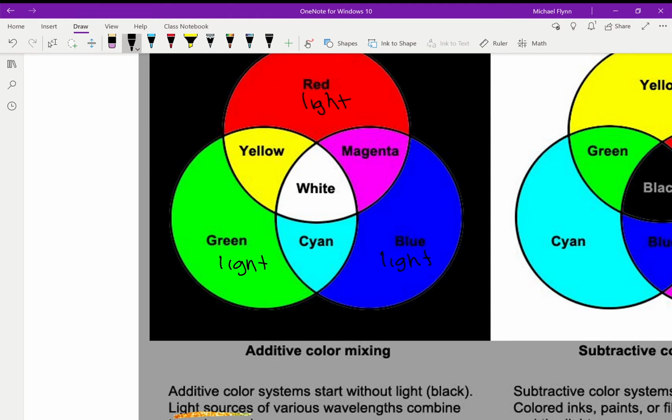What you'll find is that red and green make yellow, and I'm not talking about paint. I'm talking about red light shining on a white wall, mixed with green light. So if I have a red flashlight and a green flashlight, and those two lights overlap, where they overlap, you get yellow light. Where green and blue overlap, you get cyan. Where red and blue overlap, you get magenta. And all three, red, green, and blue, together make white. Now these are for light sources.